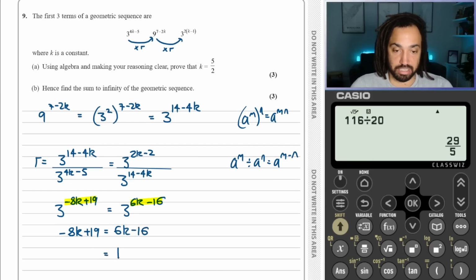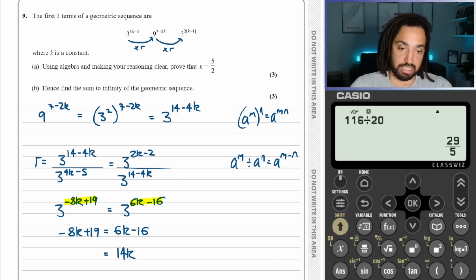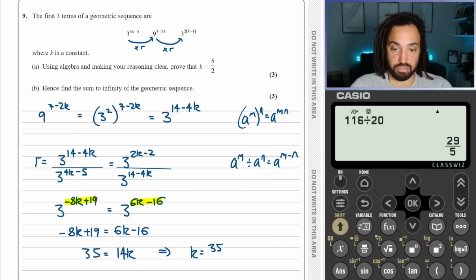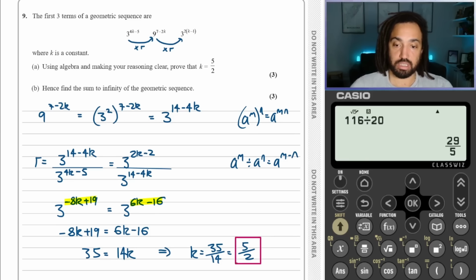Add 8k to that side, add 16 to that side, and then finally divide through by 14, and that's going to give us k is equal to 35 over 14, which is the same as, of course, 5 over 2 for our final answer. Brilliant.